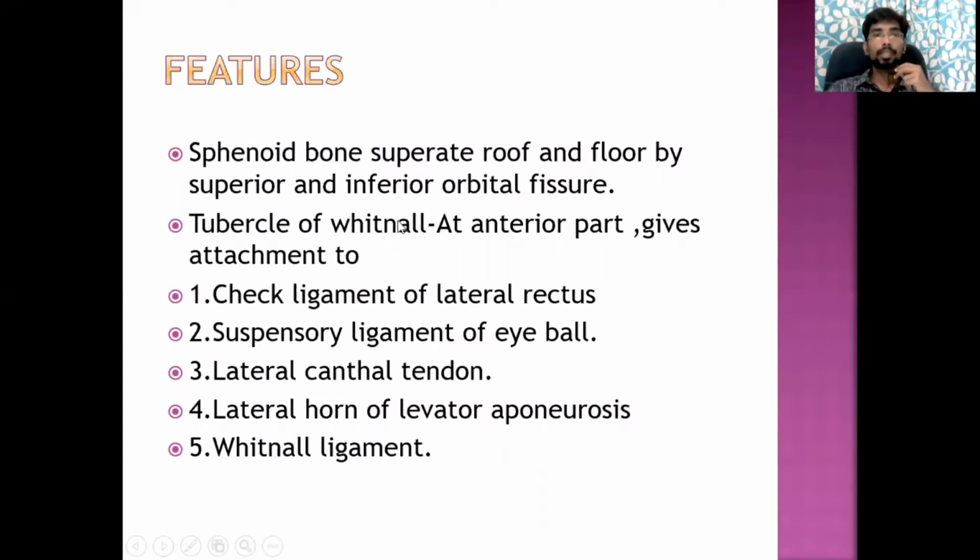So, the sphenoid bone separates the roof and floor by the superior and inferior orbital fissure. In the anterior part, there is the tubercle of Whitnall. This will give attachment to the lateral rectus, the lateral rectus check ligament, the lateral canthal tendon, and Whitnall ligament.